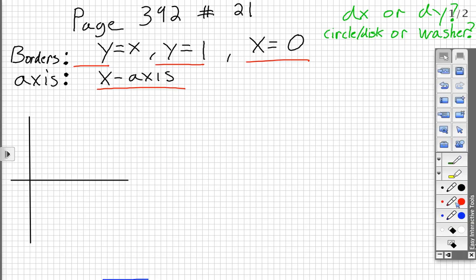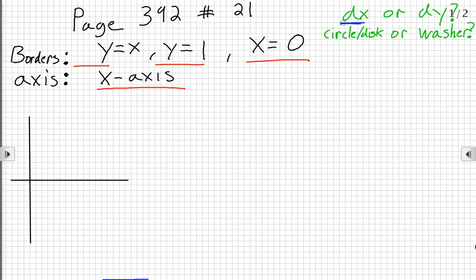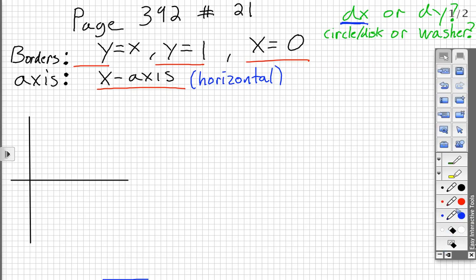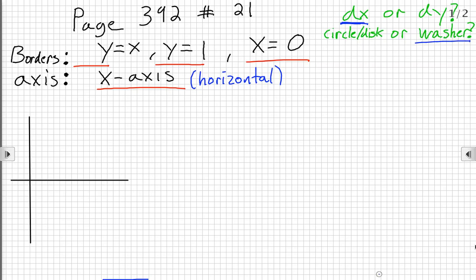The very first thing we're going to select is the dx problem. The reason is that the x-axis is a horizontal line. Any horizontal line for the axis of revolution makes it a dx problem. The second thing we'll select is washer. This is a dx problem with washers.